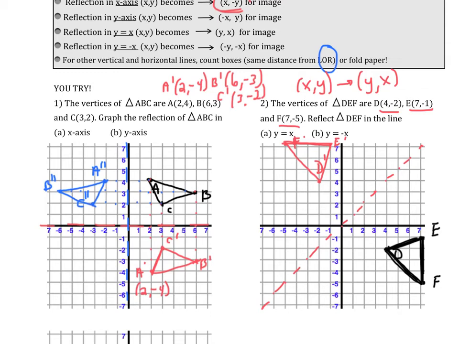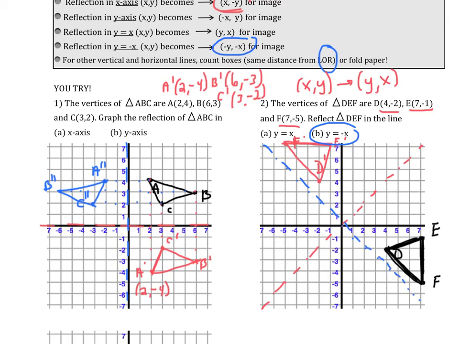Okay, for the line y equals negative x, we have a rule for that as well up above. Every point x, y becomes a new point by doing negative y, negative x. So for this point D at 4, negative 2, reflected in the line y equals negative x, let's draw that line first. Start at the origin. It has a slope of negative 1, so it's going to look like this. If you want to see it better, make it with a dashed line.